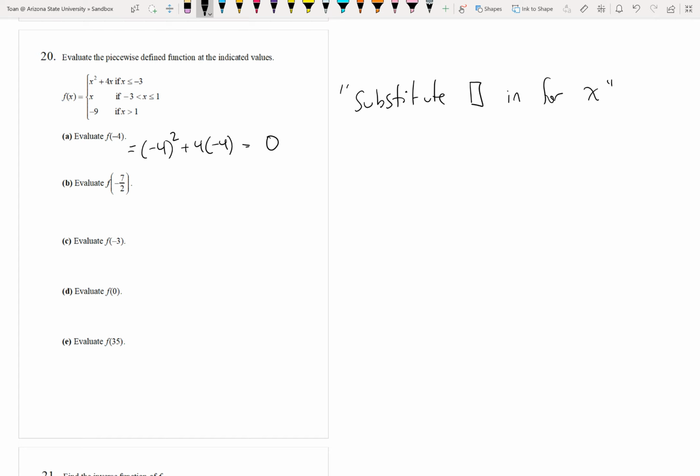Letter B, where does -7/2 fit? Well, -7/2 is equal exactly to -3.5, which again fits in the first domain restriction.